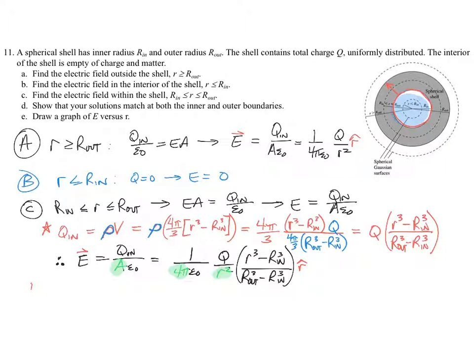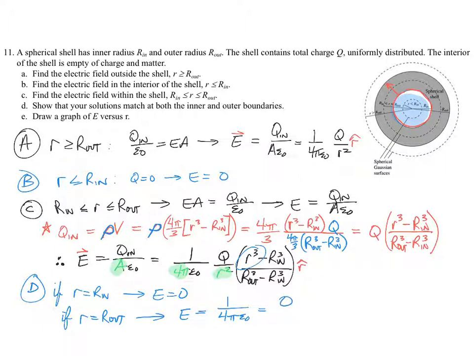Last part here. Skip the graph. Well, for one, if r equals R_in, then the electric field is going to be 0, because up here you would have a 0 on top. So that's easy. If r equals R_out, well, then that means you have an R_out cubed here, and you have a fancy form of 1. You have something over itself. And so that means the electric field would just be back to the Coulomb version that we're accustomed to.